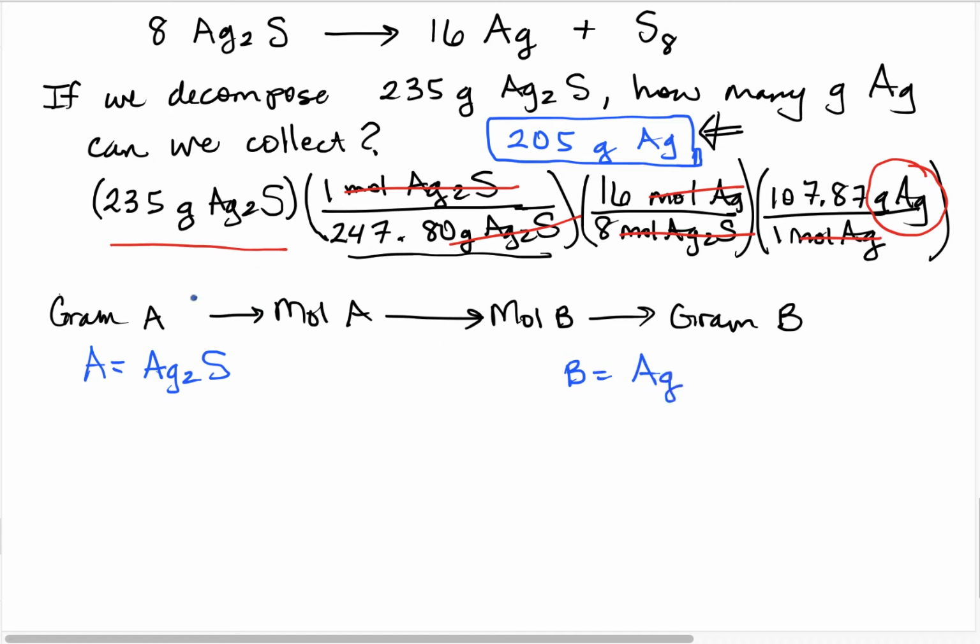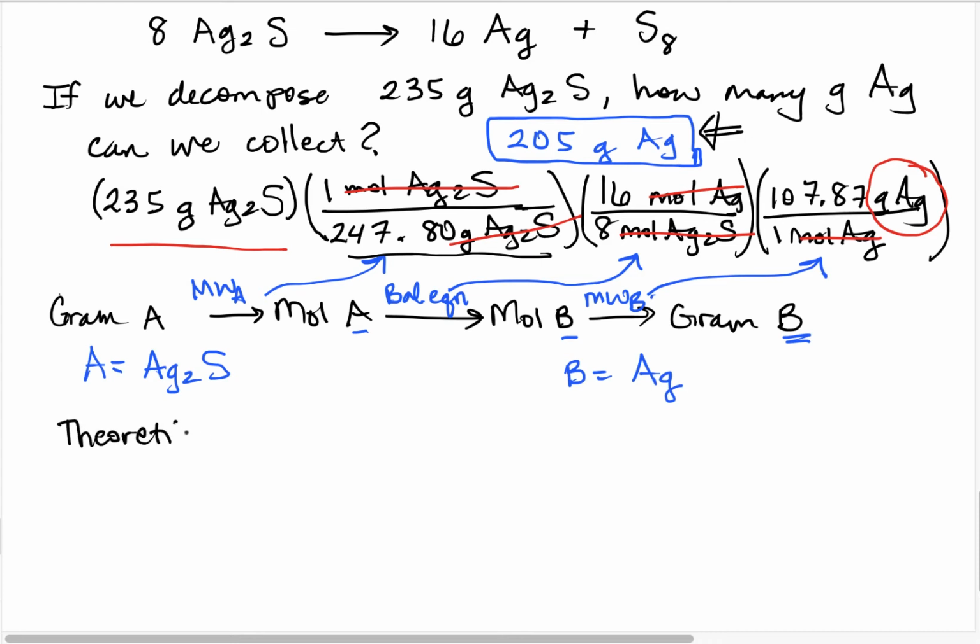So in this process, we're using the molecular weight of A to convert grams to moles. That's this step right here. Then we use the balanced equation to convert moles of the silver sulfide to the moles of the silver. That's this step right here. And then if we are asked to, we use the molecular weight of B to calculate how many grams of our second material, and that was this step right here. So what we just calculated here is called the theoretical yield. The theoretical yield is the maximum amount of stuff we could calculate if we use up all of our materials.